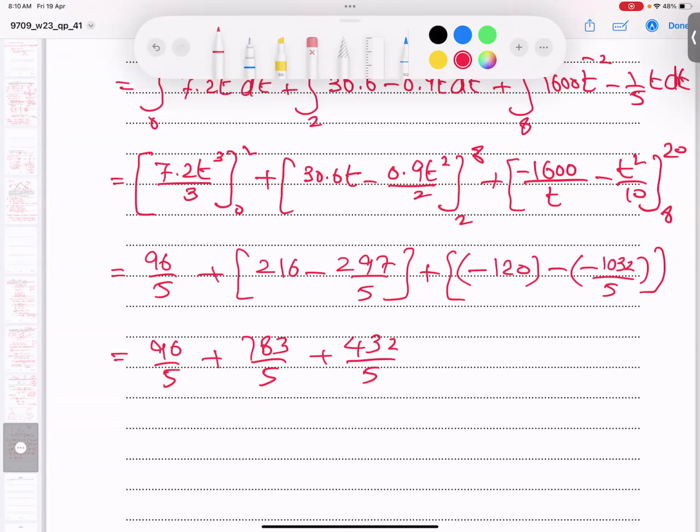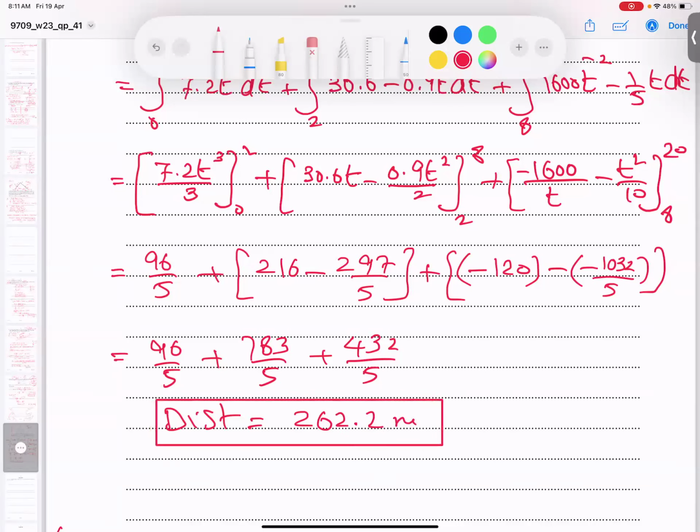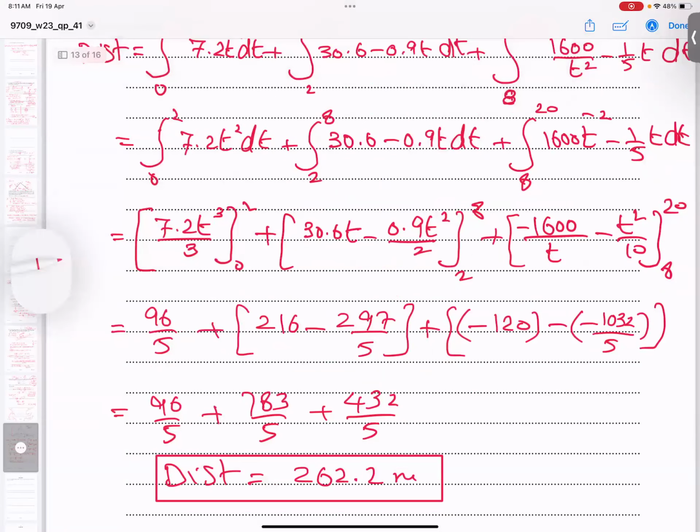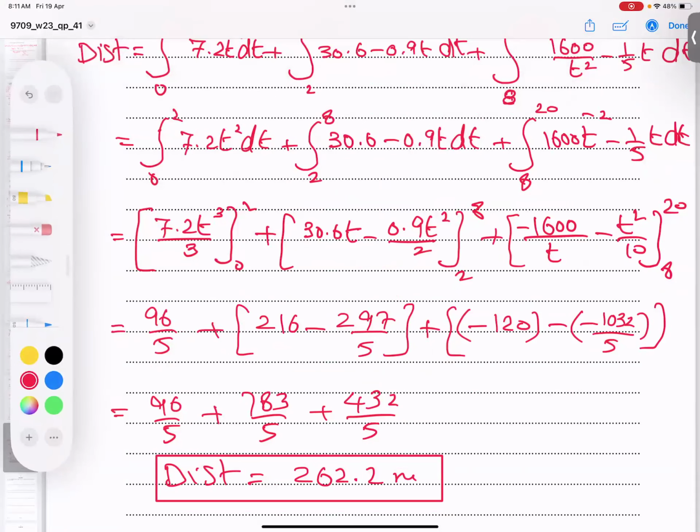And if you add 96 divided by 5 plus 783 divided by 5 and 432 divided by 5, the answer is coming finally with me. The total distance traveled is 262.2 meters. And I believe the point is very clear and we have done it. Okay, and the paper is completely over. I believe you understood the whole story and the whole paper.